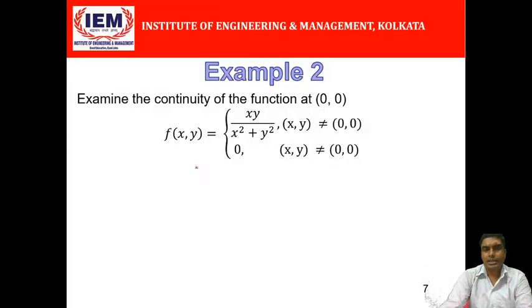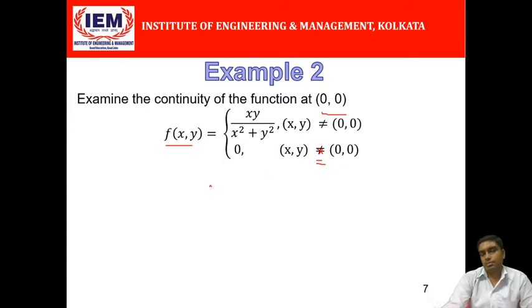Now let's check another example. Here we are given one function f of x, y, defined in this way: when (x, y) is not equal to (0, 0), it is xy by x squared plus y squared, and when (x, y) equals (0, 0), the function value is 0. Now I have to check whether it is continuous at the point (0, 0).